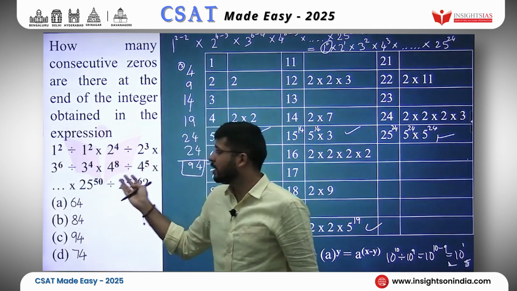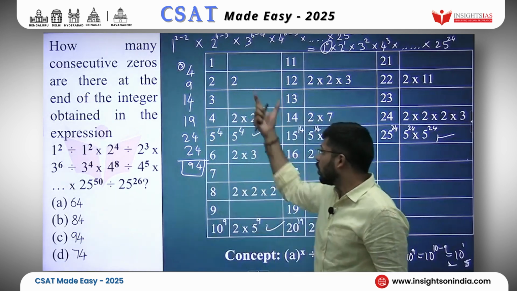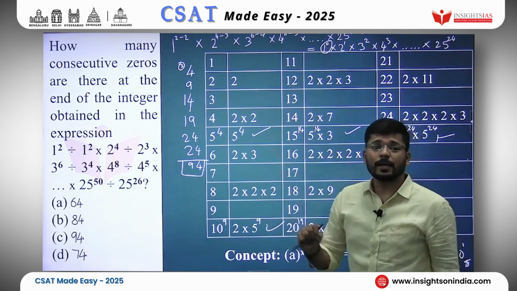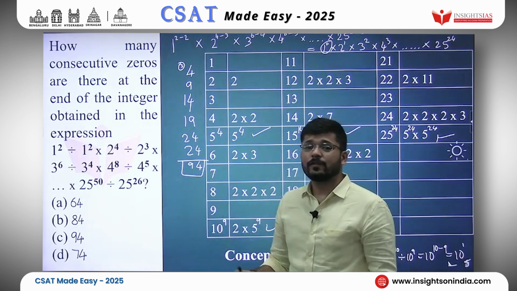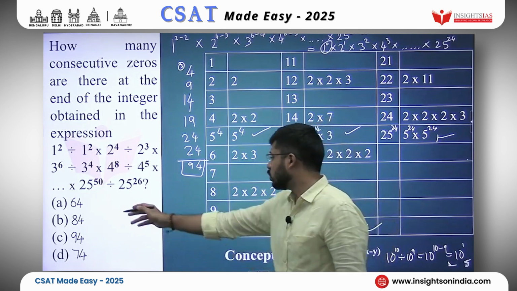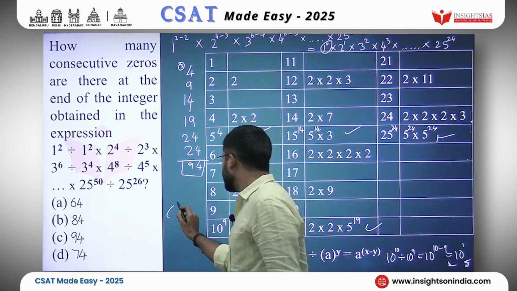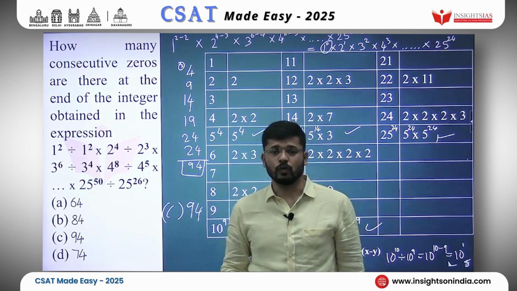In this expression we have 94 5s, and if you count all the 2s, they will be more than the number of 5s. So we will count whichever is less. Our answer will be 94, because we can make out only 94 pairs of 2 and 5. So our answer will be option C, 94.